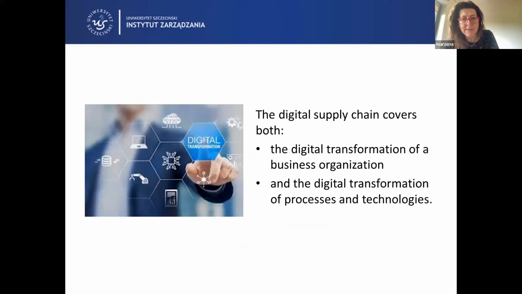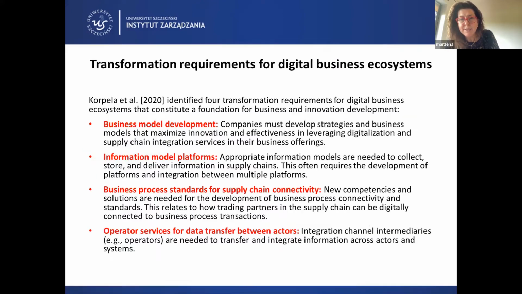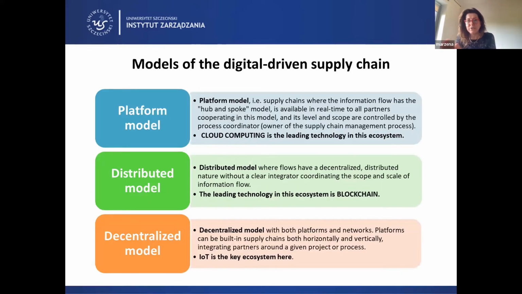Because we should observe this change in technology, but also the change of doing business, of our business strategy and organization of our company. So here you can find 3 models of digital driven supply chain, showing how to organize our business in connection with different stakeholders.